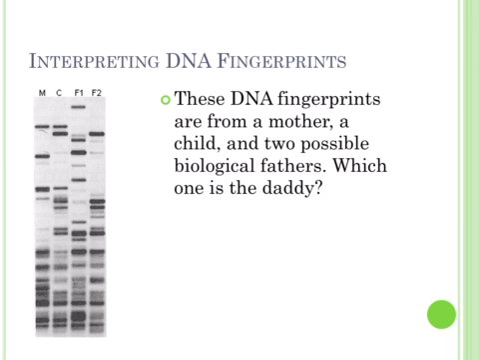I have a fingerprint from mom, I have a fingerprint from the child, and then I have a fingerprint from 2 potential fathers. Which one is the same? Well, if I look here, honestly, the second band in the child actually lines up very nicely with the first band in father 2. So the second alleged father is the actual biological father of this child.